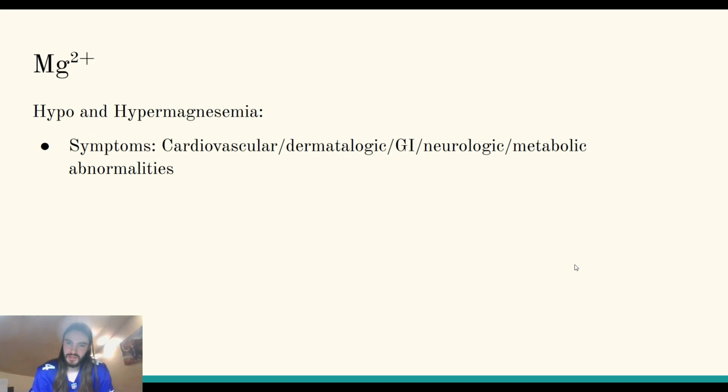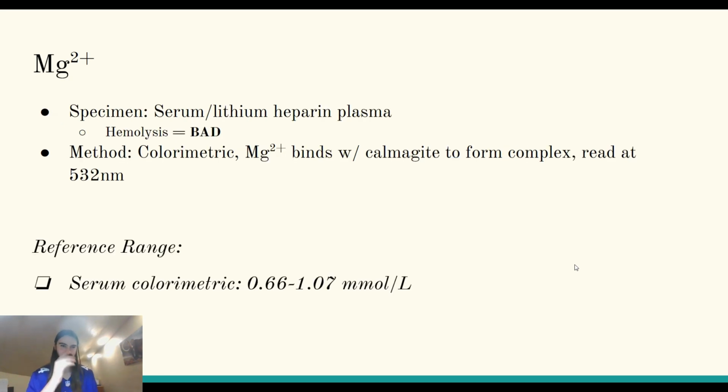Hypermagnesemia. Just as we don't understand super well its processes, it would also take a 5-hour presentation to talk about all the different disease states where you'd see a high and low magnesium. But here: cardiovascular, dermatologic, GI, neurologic, metabolic abnormalities. It's a wide range of disease states that you could see a high or low magnesium value in.